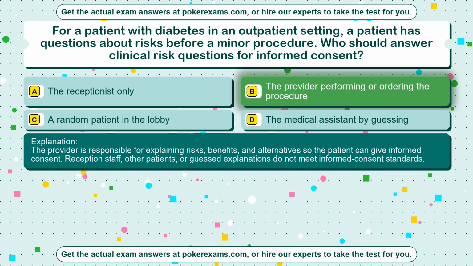The provider is responsible for explaining risks, benefits, and alternatives so the patient can give informed consent. Reception staff, other patients, or guest explanations do not meet informed consent standards.